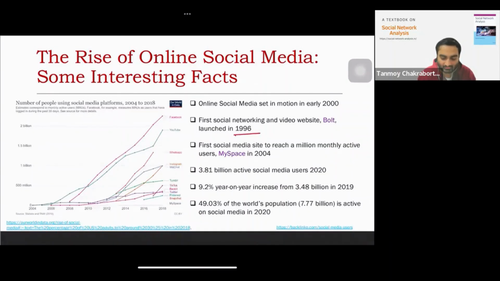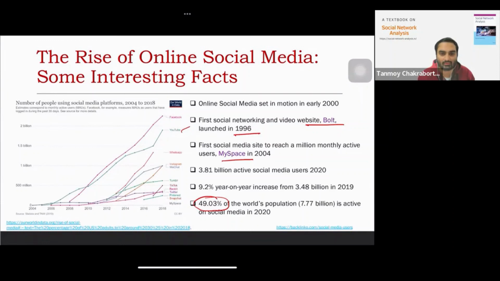In 1996, there was something called Bolt, which was one of the first social networking video websites. Then we had MySpace and so on and so forth. But if you look at the usage of social networks, around 50% of the world's population was active on social networks in 2020. And we have seen the advent of social media like Facebook, YouTube, WhatsApp, Instagram, WeChat, Tumblr, TikTok, Reddit, Twitter, Pinterest, Snapchat, and whatnot. And the amount of data that we are getting every day, right?